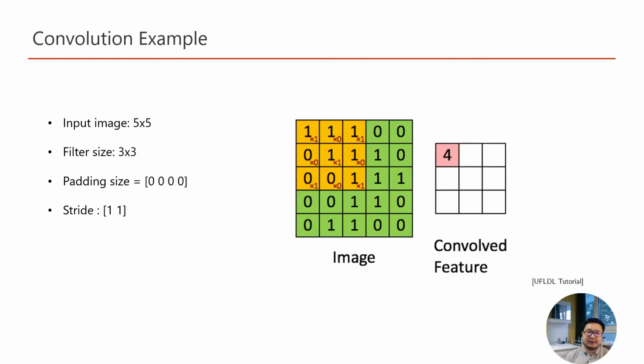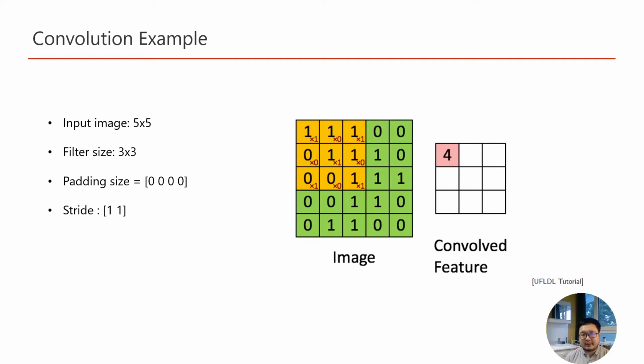So now let's take a look at a convolution example. We have images here with a size of 5 times 5 pixels, and we have a filter of 3 times 3. There is no padding in this case, and we have a stride of 1, 1. Stride 1, 1 means that when we are moving the filter in the images, whether we move horizontally or vertically, we will only move the kernel by 1 pixel.